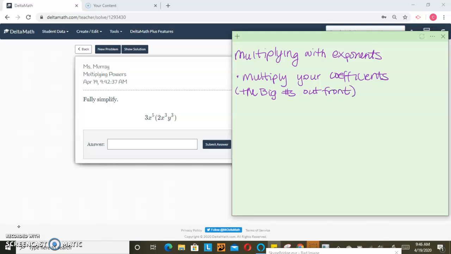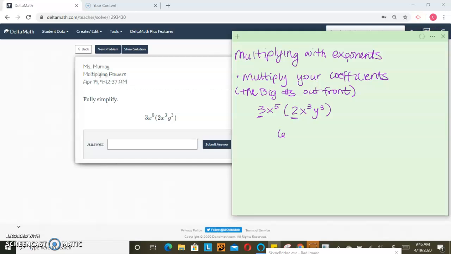So for example, in the problem that we have up on the screen, 3 and 2 would be my coefficients. I would have 3x to the 5th times 2x to the 3rd power, y to the 3rd power. So my coefficients are the 3 and the 2. I'm going to multiply those two things together, and 3 times 2 gives me 6.